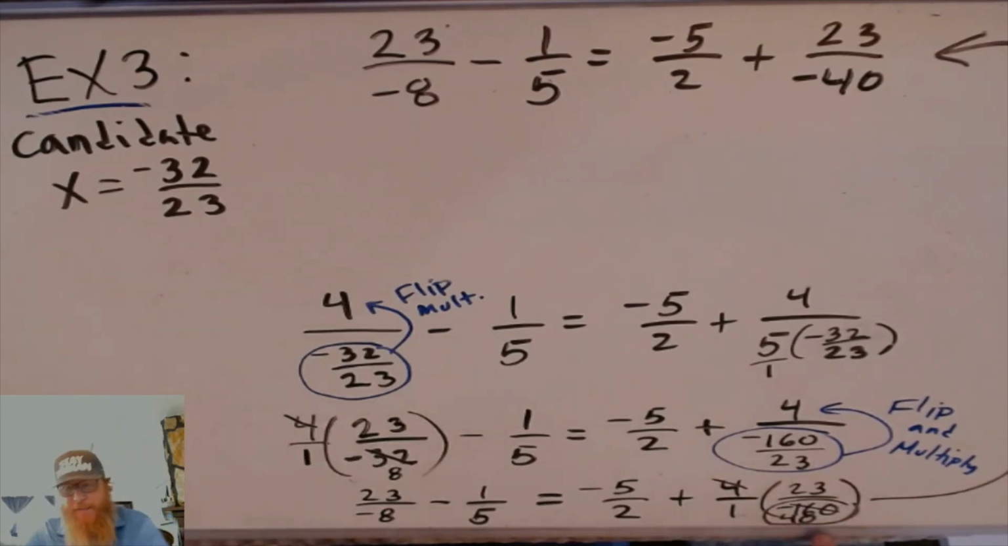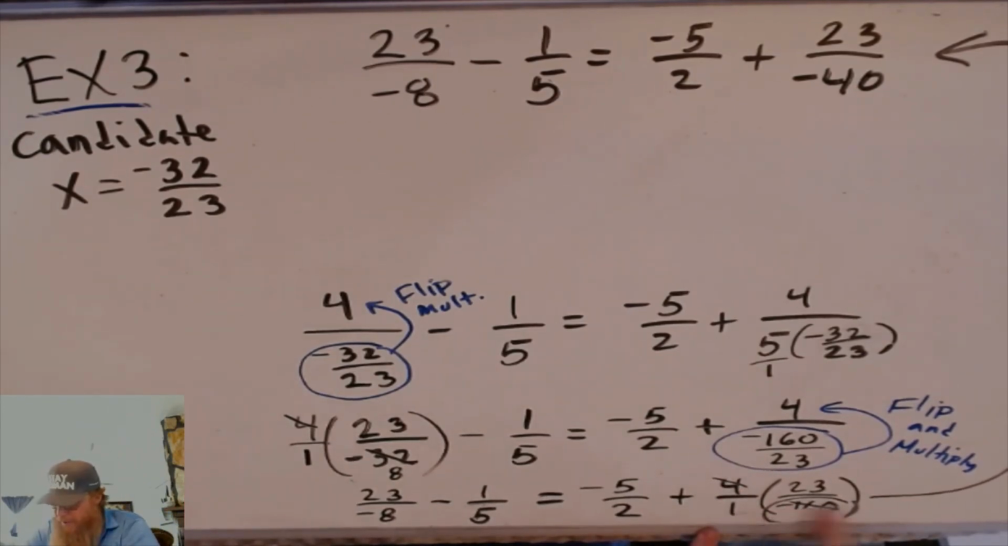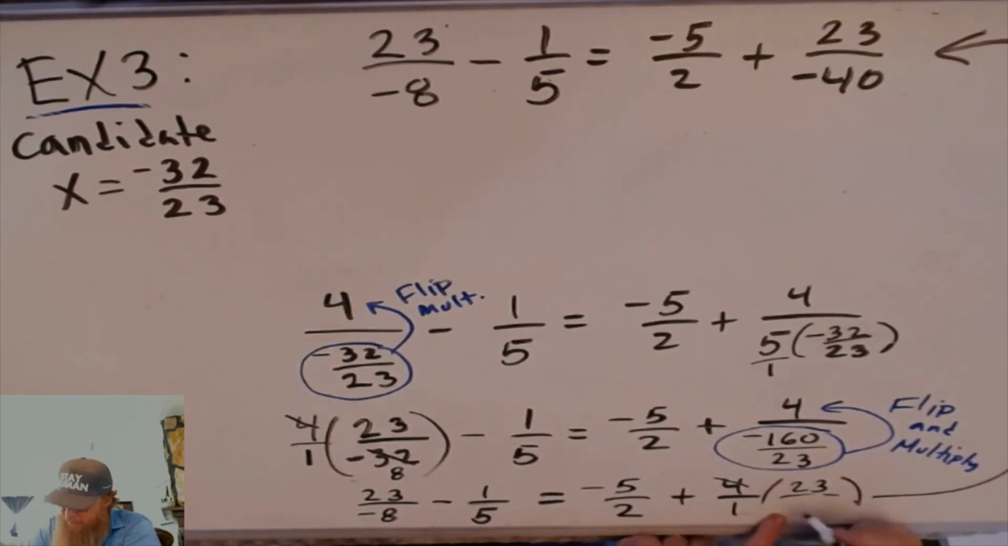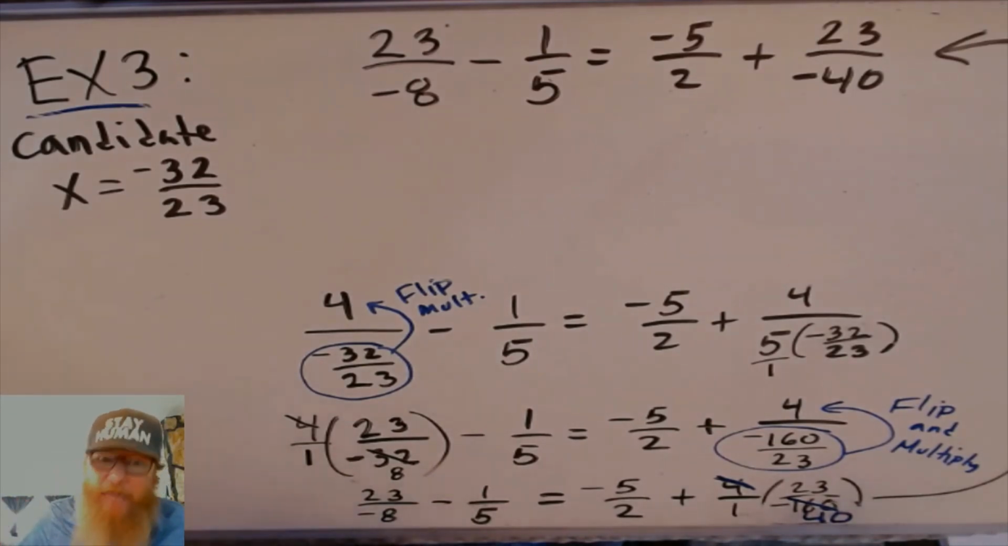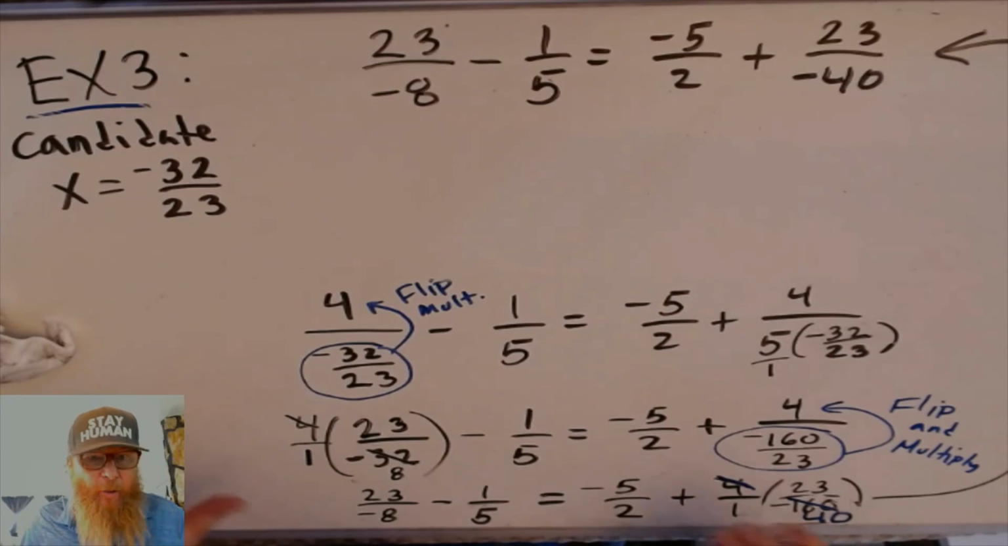Not sure if you can see that. I did 4 goes into, let me do that one more time. 4 goes into 160 40 times. Yeah, 160 divided by 4 is 40. If you have to use a calculator, that's fine. Just realize what you're doing when you do that.